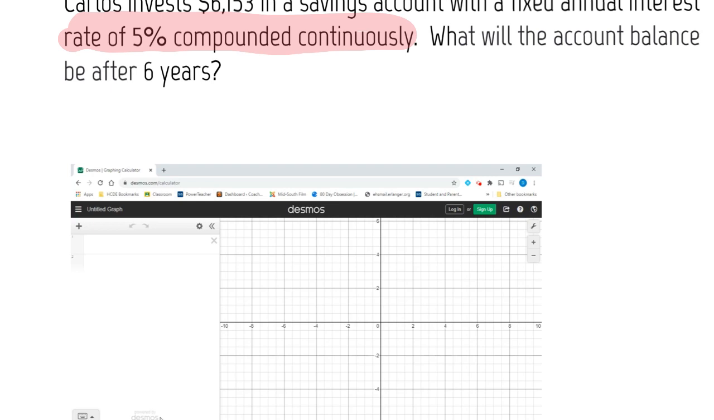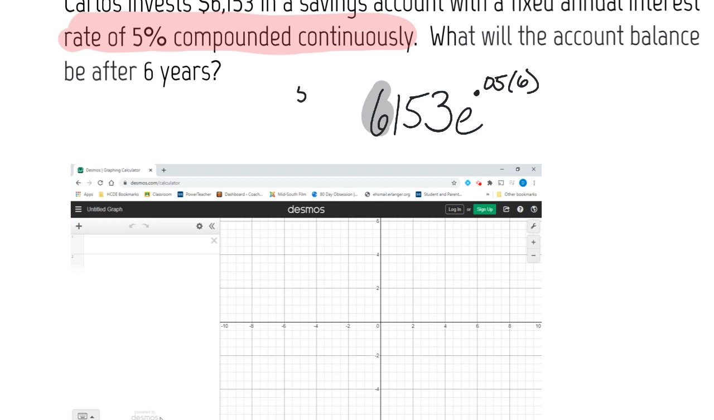So we have a principal amount of 61.53 times the natural base of e, to a rate times time power. Make sure on this that you pay attention to what our rate is and how we write our rate. So our rate is going to be 5%. Remember, that is not the number 5, it's 0.05.